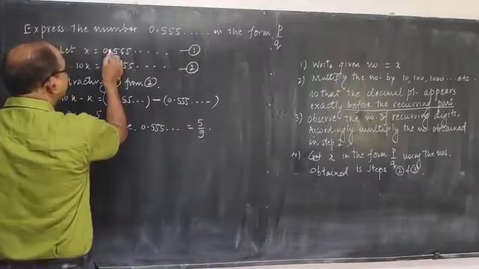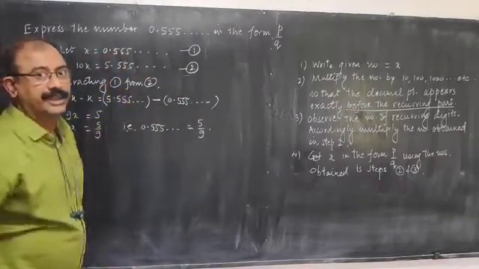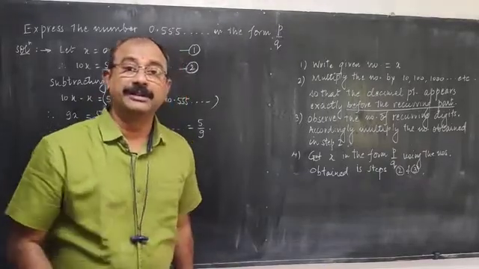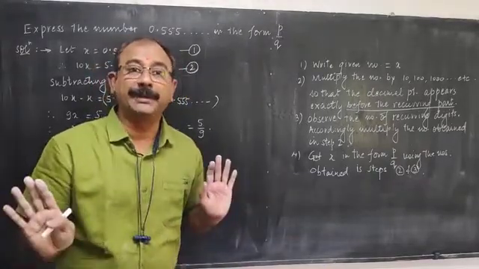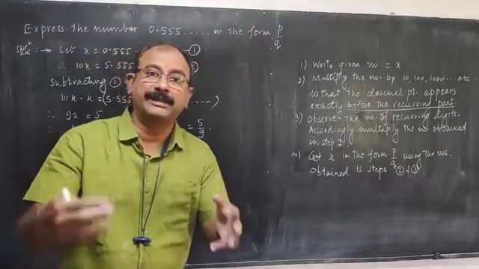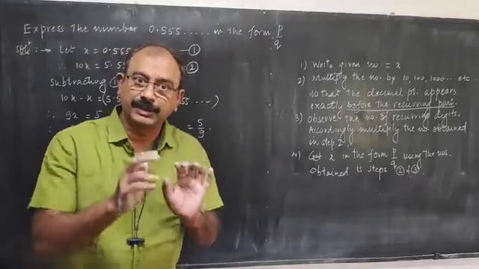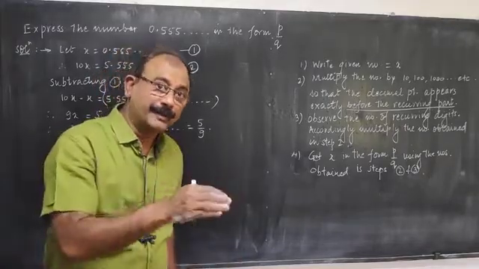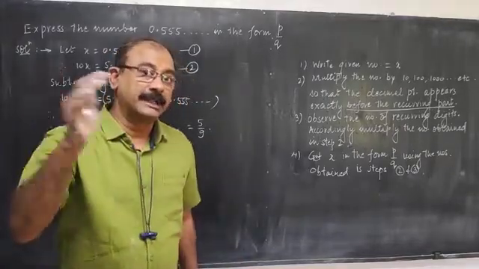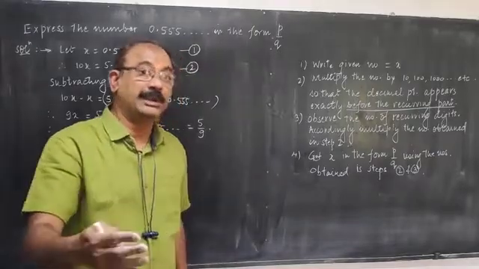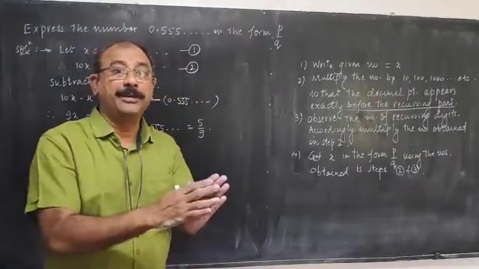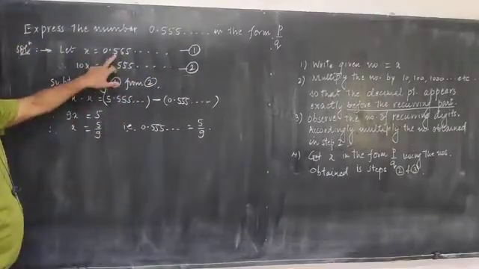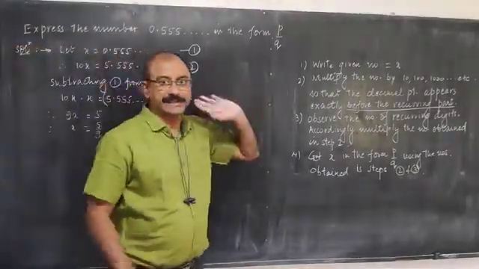Now here the decimal point is already there before the recurring part. So there is no need to multiply the number by either 10, 100 or 1000, because the decimal point is already in front of the recurring part. The next example I will give, where you will find that the decimal point is away from the recurring part. So the second step is not necessary here.